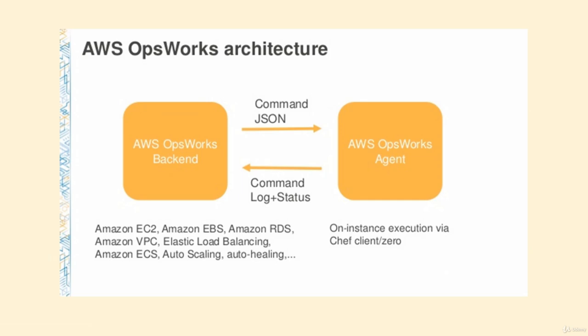The architecture would be simple. It consists of a backend and agents. The backend sends commands in the form of JSON to the OpsWorks agent, and the agent sends back logs and the status of the current applications. The applications could be EBS, block storage, RDS, Relational Database Service, EC2, Elastic Compute Cloud, VPC, load balancing, ECS, auto scaling, auto healing, Lambda, Greengrass, or more tools on the cloud.